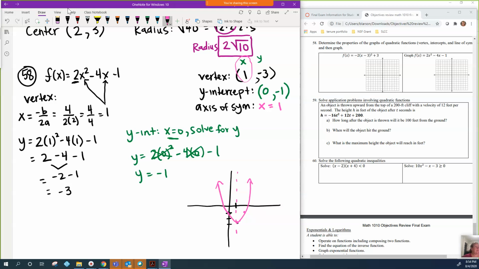And if it asks you to find x-intercepts, that means you'd have to let y equal 0 and then solve for x. So that's usually where you're going to need to use the quadratic formula if it asks you to find x-intercepts.